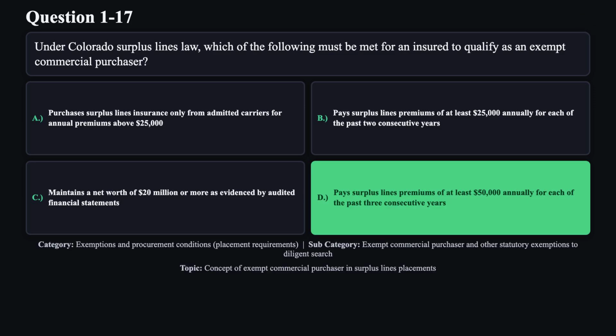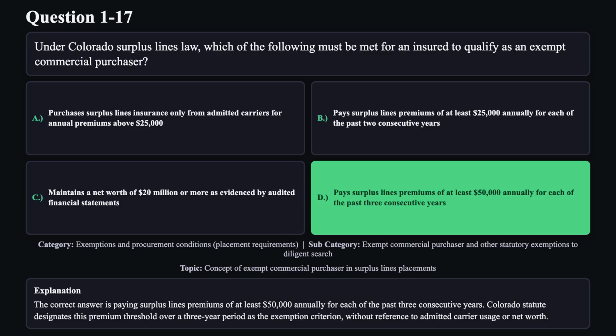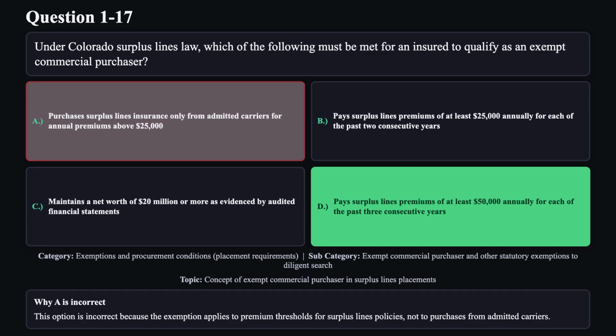The correct answer is D. The correct answer is paying surplus lines premiums of at least $50,000 annually for each of the past 3 consecutive years. Colorado statute designates this premium threshold over a 3-year period as the exemption criterion, without reference to admitted carrier usage or net worth. Reason A is not correct.